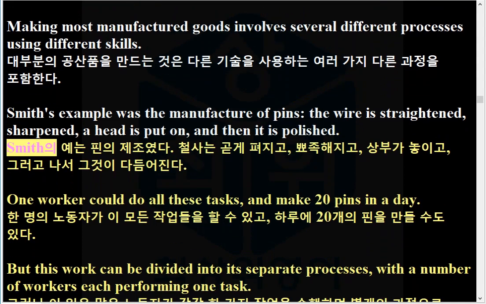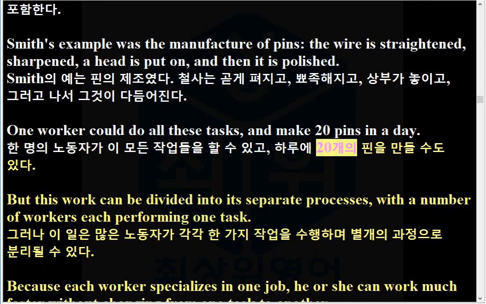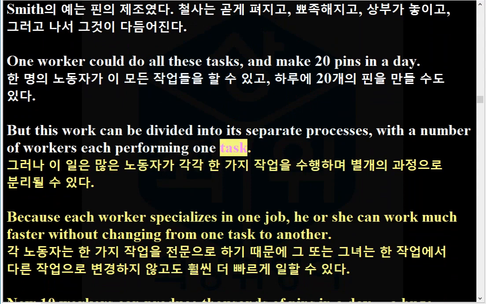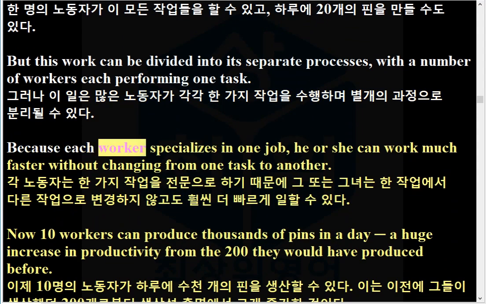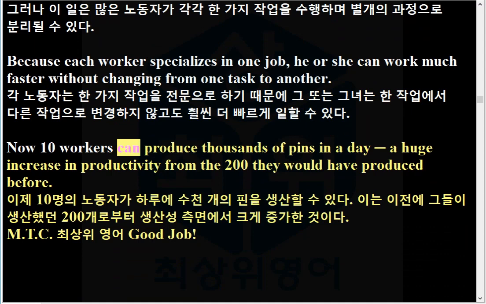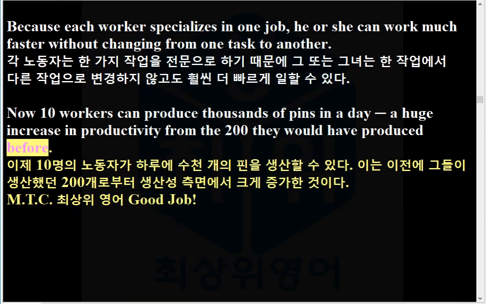One worker could do all these tasks, and make 20 pins in a day. But this work can be divided into its separate processes, with a number of workers each performing one task. Because each worker specializes in one job, he or she can work much faster without changing from one task to another. Now 10 workers can produce thousands of pins in a day, a huge increase in productivity from the 200 they would have produced before.